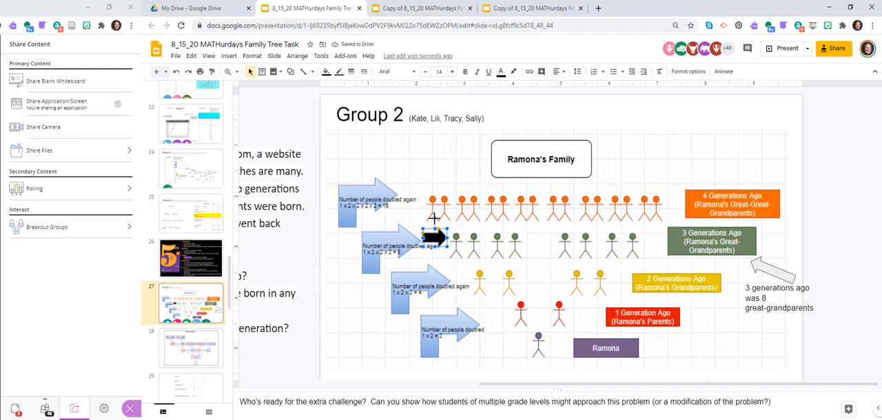but how did we actually get to that 8? How did we know to draw 8 and not to draw 9 or 10? And Kate, Lily, Tracy, and Sally, you all did this. How did you know to put 8 here? Tell us your thinking.